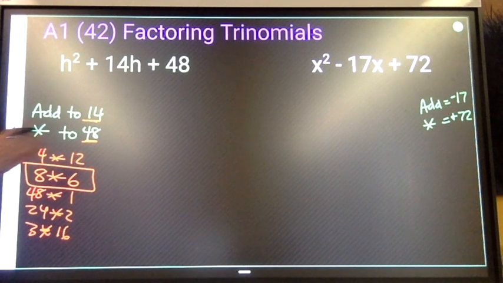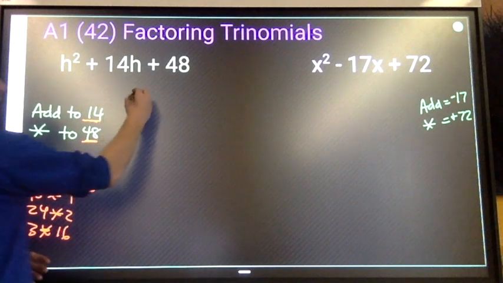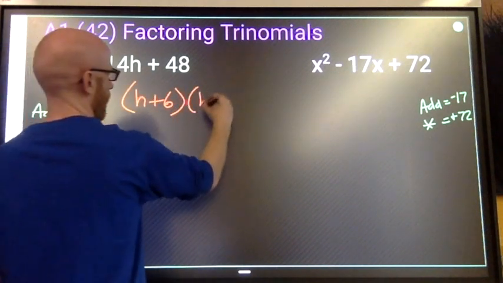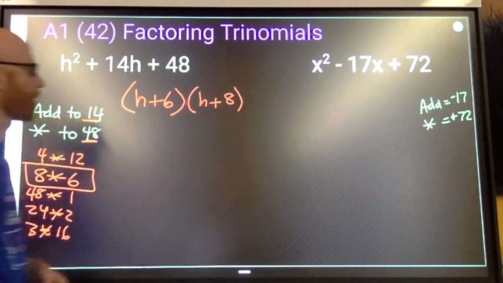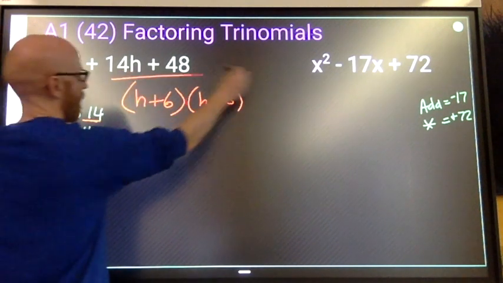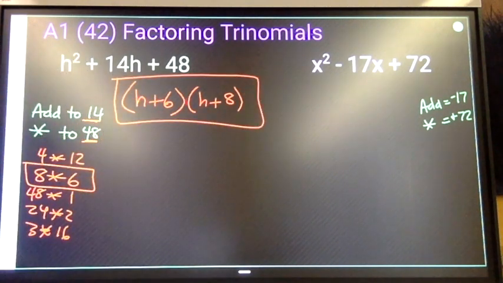Now, this is going to be my factored form then. H plus 6, H plus 8. And that's what an answer is going to look like. H plus 6 times H plus 8.